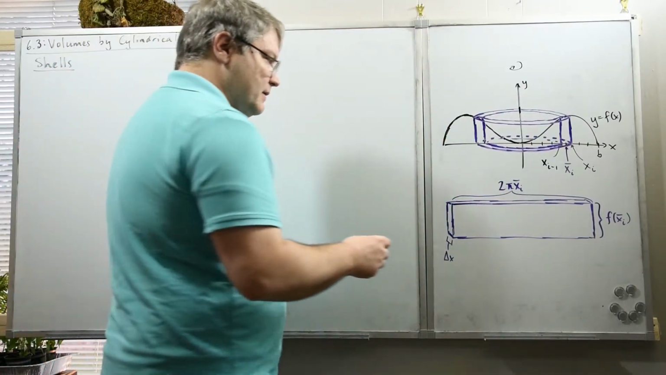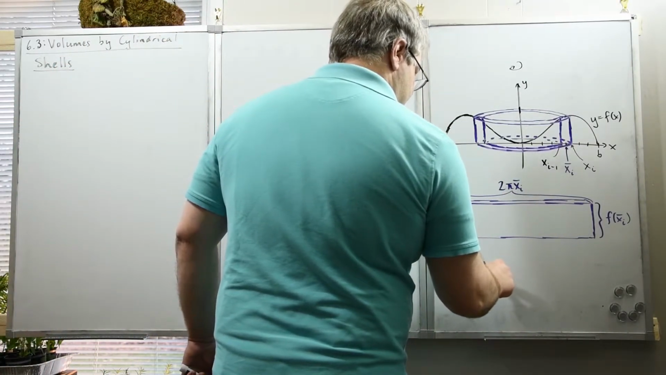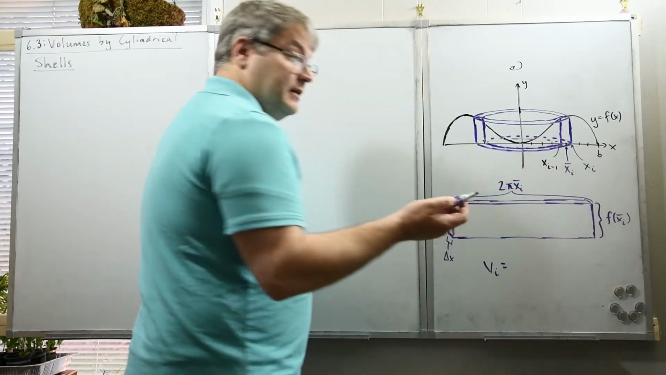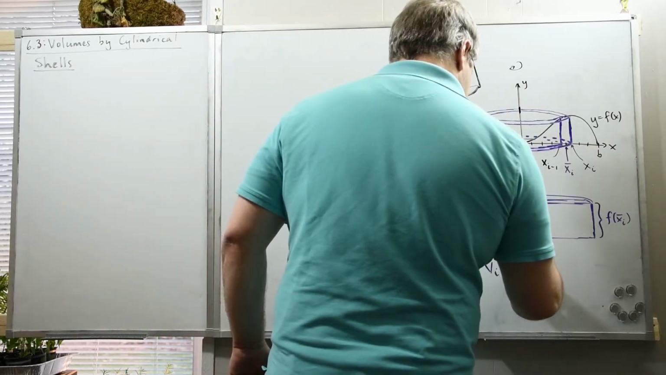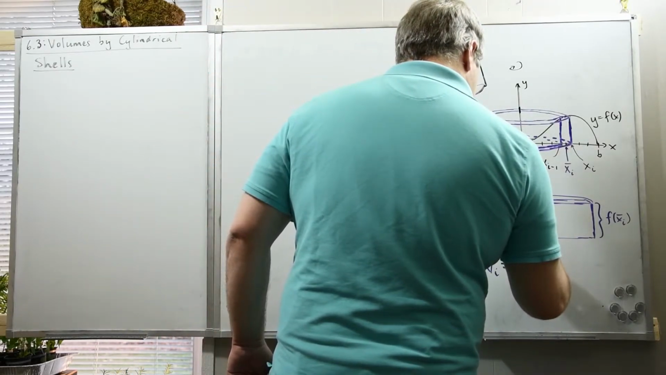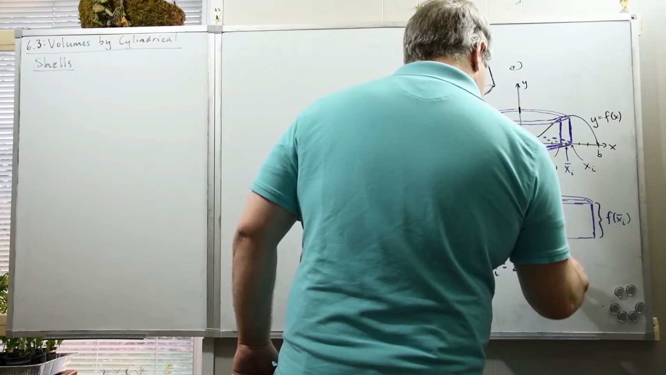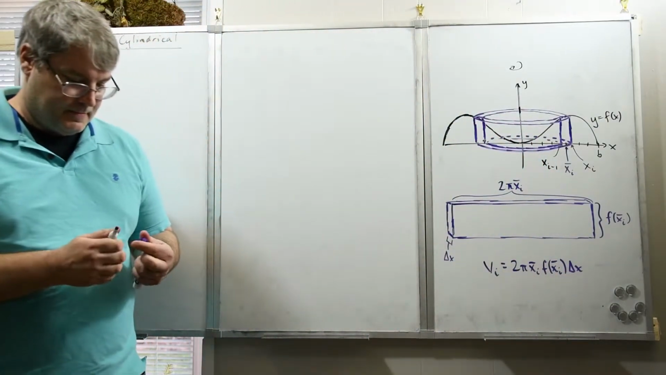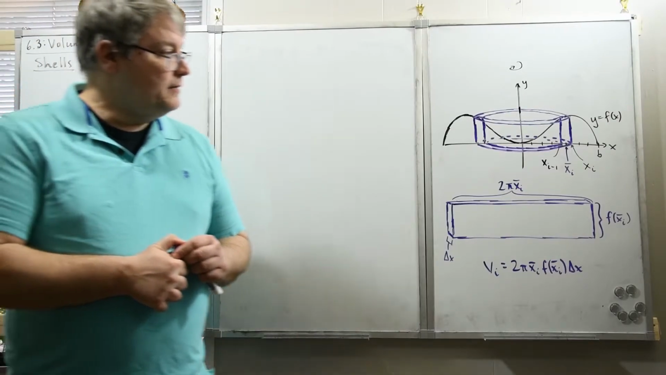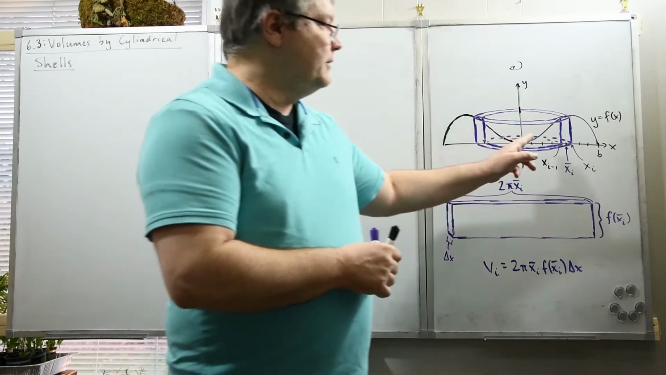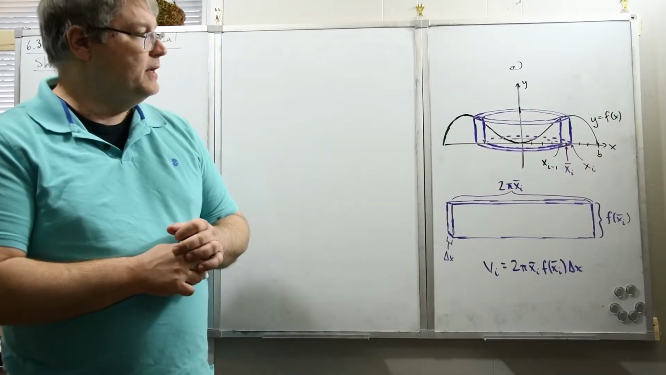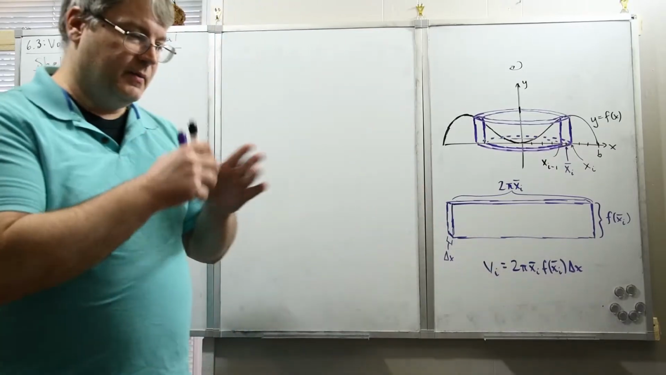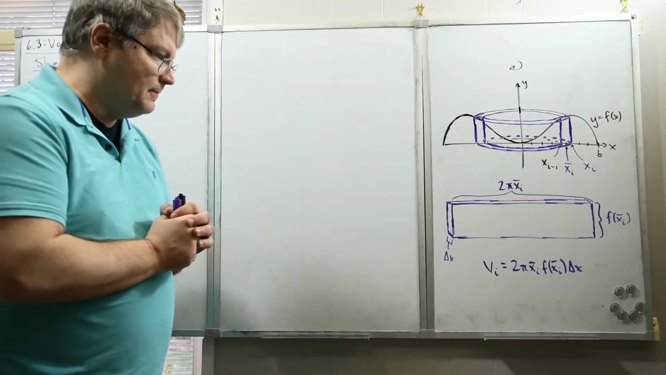And so the volume of this shell, V sub i, is going to be our length times width times height. It's going to be 2 pi times xi bar times f of xi bar times delta x. Now, we would have to do this same sort of thing for every single one of the subintervals in our partition. Not just subinterval i, but all the subintervals from i equals 1 to n.